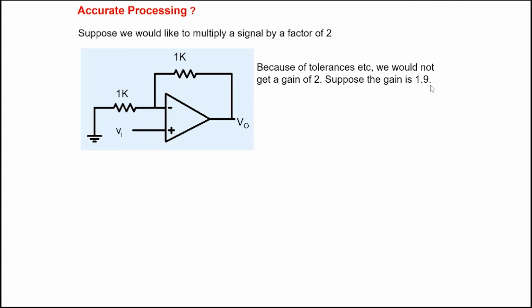But you really wanted to multiply your input signal by a factor of 2, but you're getting multiplied by a factor of 1.9. So for example, if I have a signal 0.44 volts, we would get 0.836 instead of 0.88. And there is an error here. Depending on the nature of the application, this error may be significant, right? So we're not able to do the processing accurately because gain of 2, multiplication by 2, is not accurate because of the tolerances of the resistor, and there could be other reasons as well.